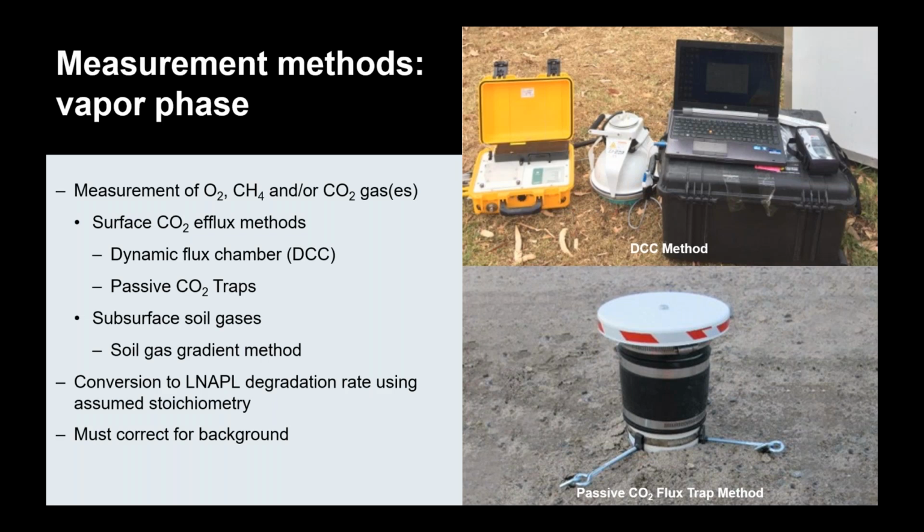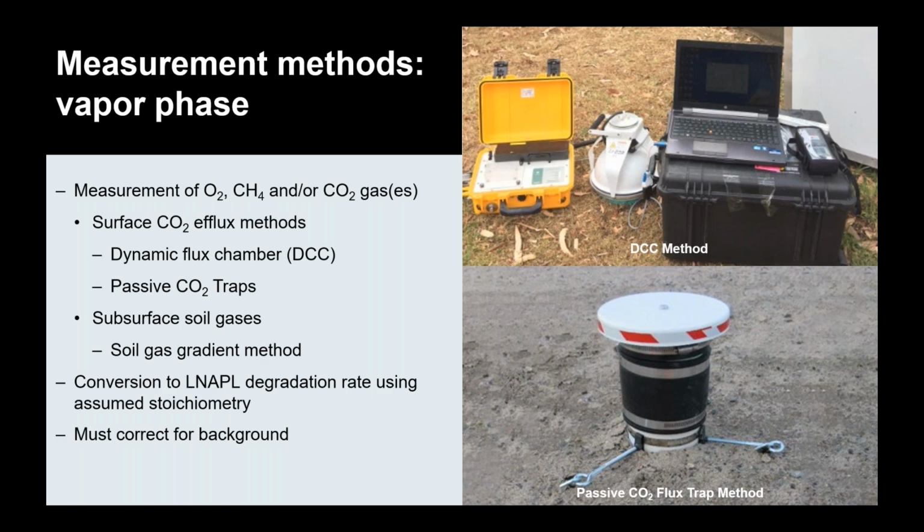The DCC method is a short-term method. You're out on site and measuring for just a few minutes in each location. After some setup, it gives you a snapshot of NSZD rates at the site at the time that you're doing the measurements. Sometimes this is used as screening level data so that you can decide where to place the CO2 traps. The CO2 trap method provides a longer term measurement, averaging the CO2 efflux over several weeks' time.